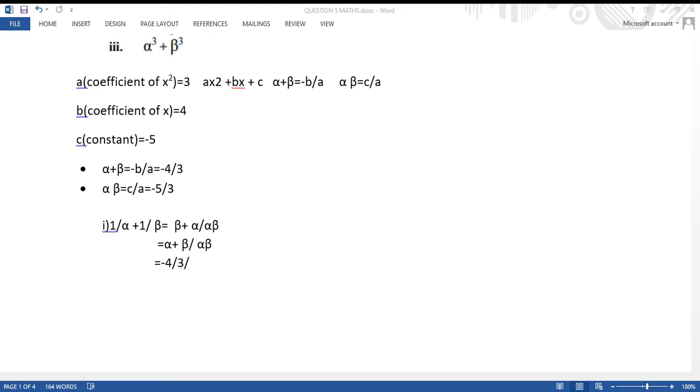So 16 plus 30, 46 divided by 9. We can simplify this. This is an improper fraction, so we can simplify it. 46 divided by 9 is 5, remainder 1. So that is our answer there: 5 and 1 over 9.